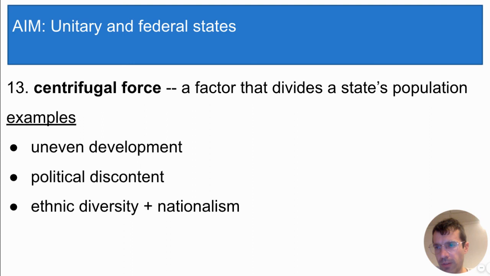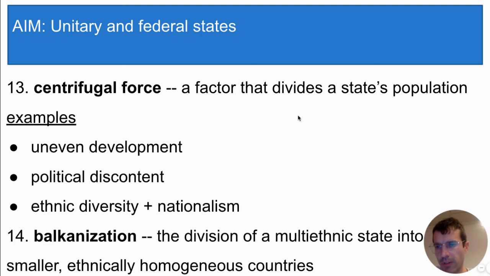Okay, is federalism a centripetal or centrifugal force? In some states, it has been successful at creating unity, but in others, it has contributed to tension. Yugoslavia was a federal state where each region got to elect its own leaders. Unfortunately, people elected nationalist leaders who stoked violence, and that led to Balkanization, where the country broke down along ethnic lines. In class, you'll look at other countries where federalism has succeeded and failed.